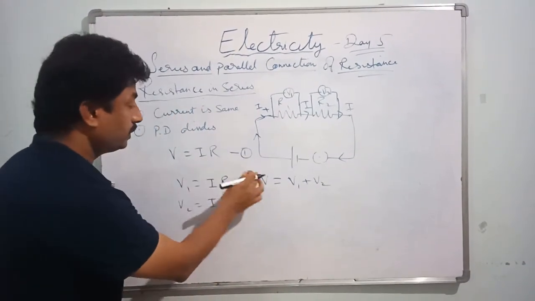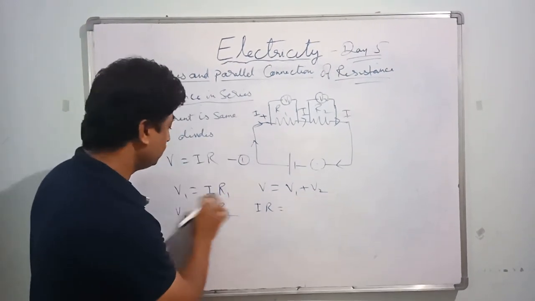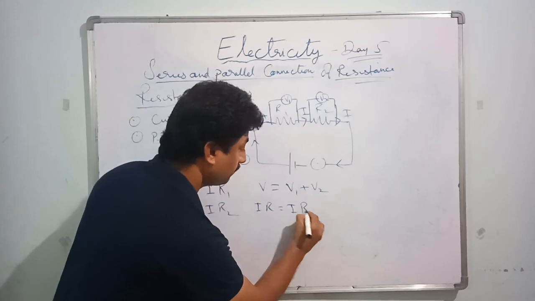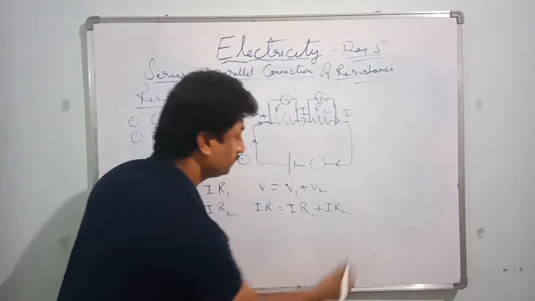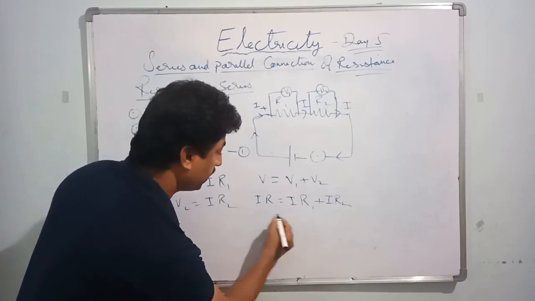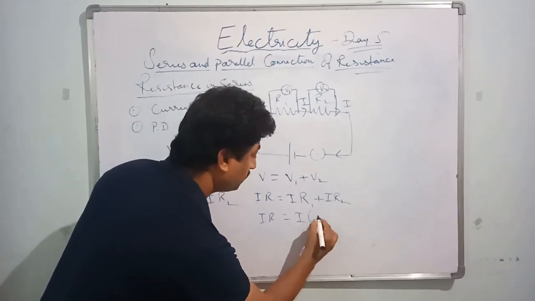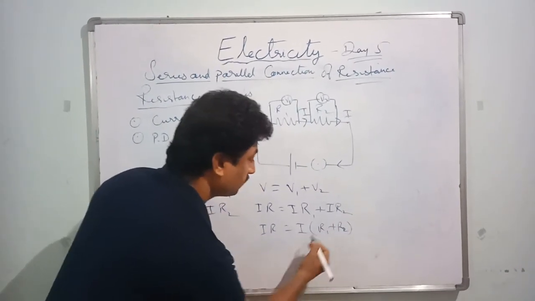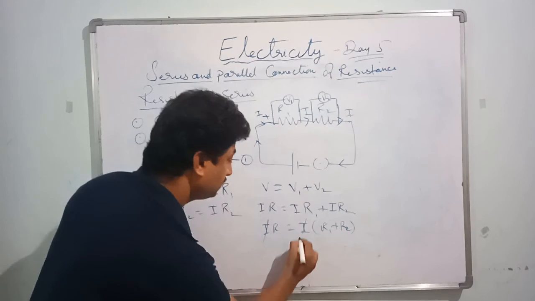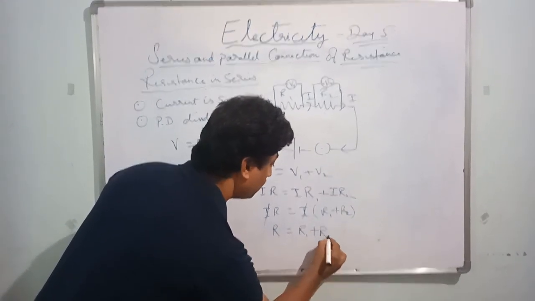What is V? From the first equation, V is IR. V1 is IR1 and V2 is IR2. Now I cancels; you take I common. IR is equal to I times R1 plus R2, and I cancels. You will get R is equal to R1 plus R2.